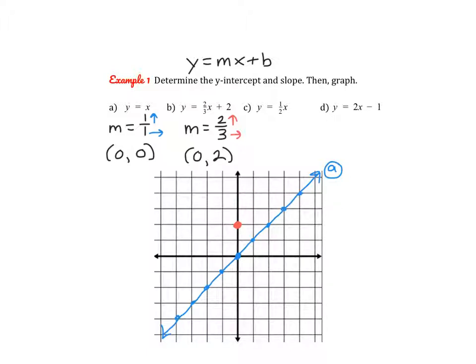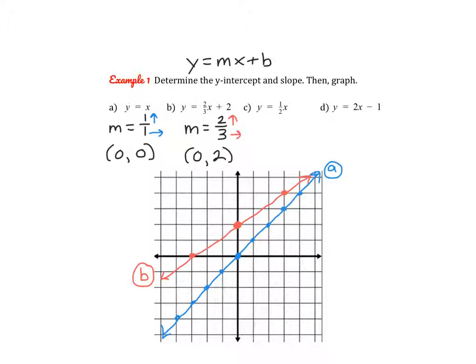Up 2, right 3, and that's where our next point will go. Or we can go backwards, down 2, left 3, and that's where our next coordinate goes. And then if we connect the dots, we should again get a nice straight line. Add your arrows and label it line B.